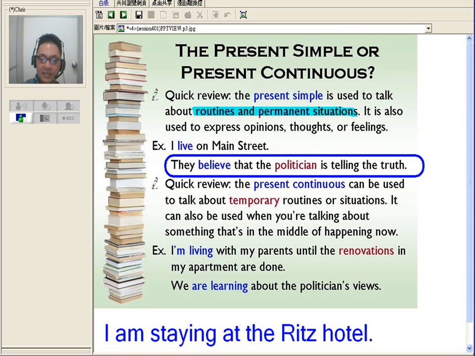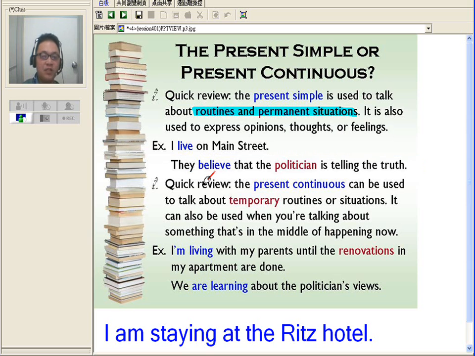The next sentence here: they believe. When you believe in something, it's going to be a long-term belief. Your beliefs will not change that quickly. So we say they believe that the politician is telling the truth. As we all know, all politicians are liars, they always lie, but on some occasions, at a certain moment, what they say could be the truth. So what the politician is saying now, he is telling the truth.